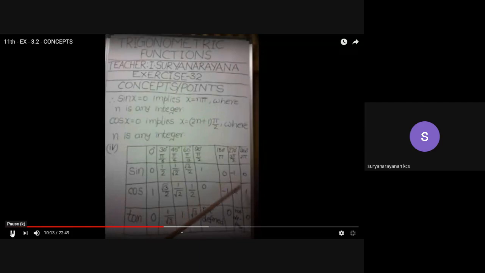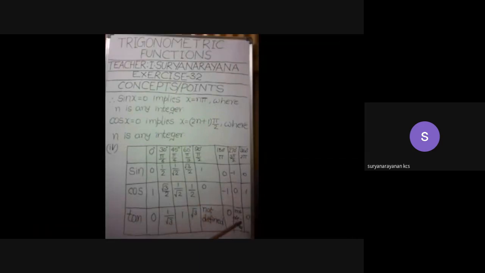Sine 270 degrees by cos 270 degrees. Not defined because denominator is 0. So we say that not defined. Understood this point, my children? Right. Similarly, tan 360 degrees is equal to sine 360 degrees by cos 360 degrees, which is 0. Remember all these values, my children. Okay. Right.